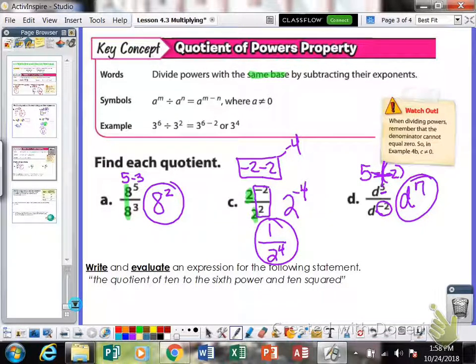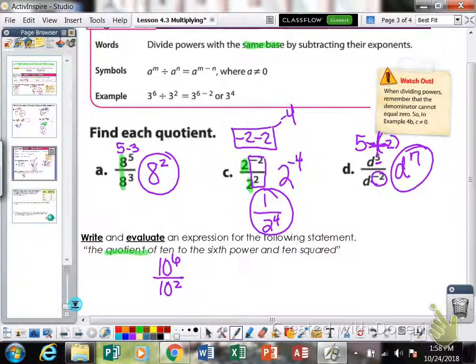Write and evaluate an expression for the following statement. The quotient. Quotient means a division problem, so quotient means divide. Of 10 to the 6th power and 10 squared. So 10 to the 6th power over 10 squared. That is my expression as I write it.